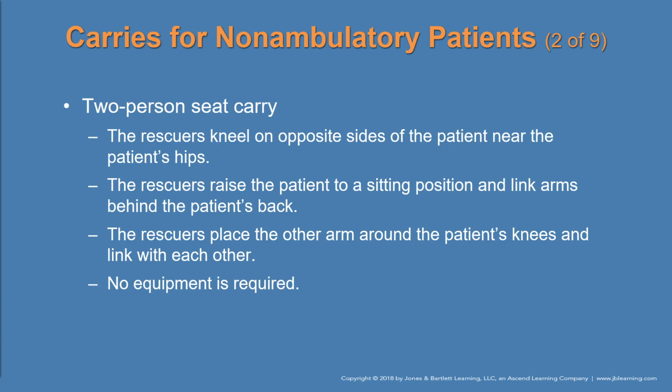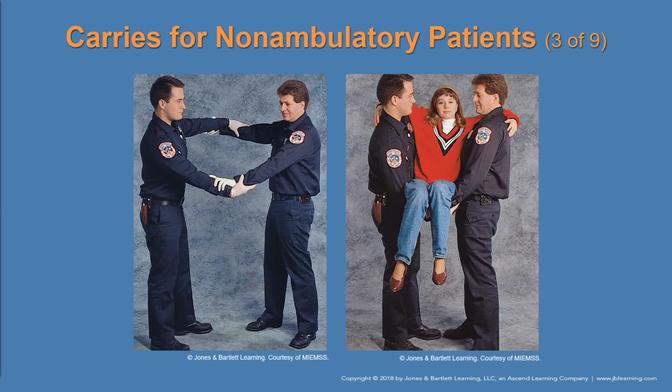So the two-person seat carry here, you can see that this is appropriate for patients who are very small and easy to carry. You basically form a chair and drape the patient over the chair, and then they hold themselves up by putting their arms around the rescuers. You can imagine that this is not something that's going to be feasible with larger patients. It's not something that's going to be feasible for patients who are unconscious. So again, it's an option and not widely applicable.